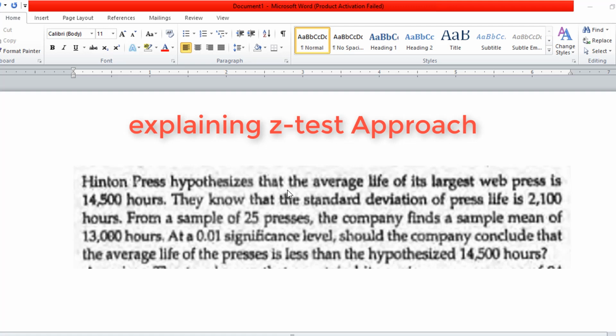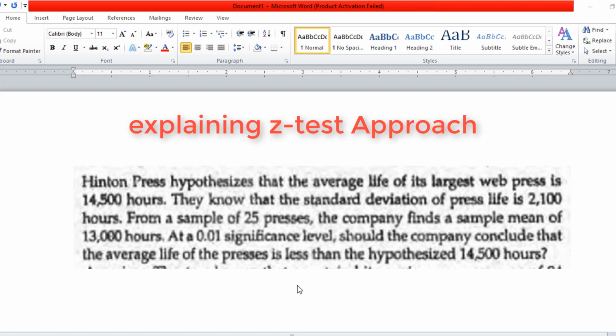Hinton Press hypothesizes that the average life of its largest web press is 14,500 hours. They know that the standard deviation of press life is 2,100 hours. From a sample of 25 presses, the company finds a sample mean of 13,000 hours. At a 0.01 significance level, should the company conclude that the average life of the presses is less than the hypothesized 14,500 hours? So let's move to the solution.